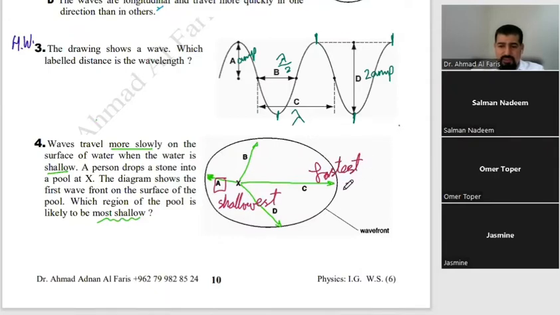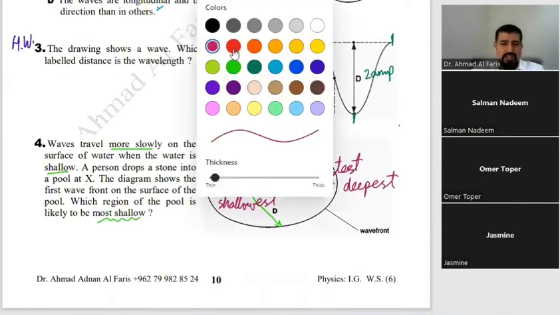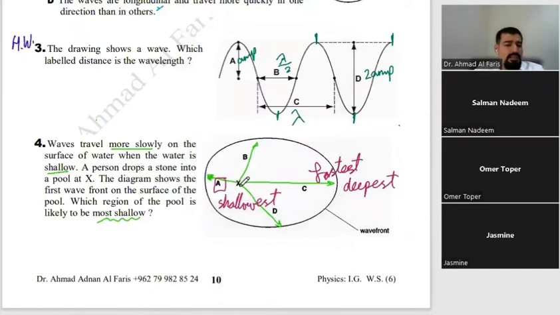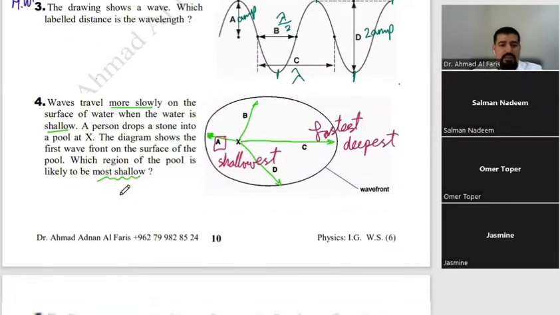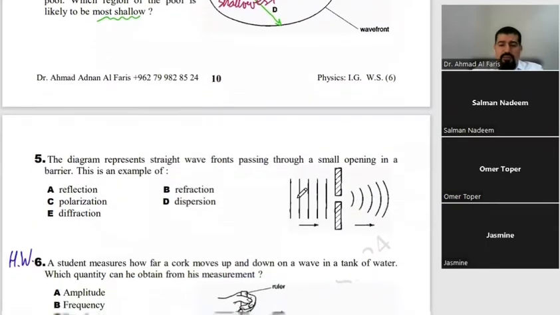So the water wave here is deepest. And according to the 6 S's that we learned before, shallow means it's slow, that means close distance, that means the wavelength is short. So the answer is A. Thank you, Yasmin. Also, question number 5.